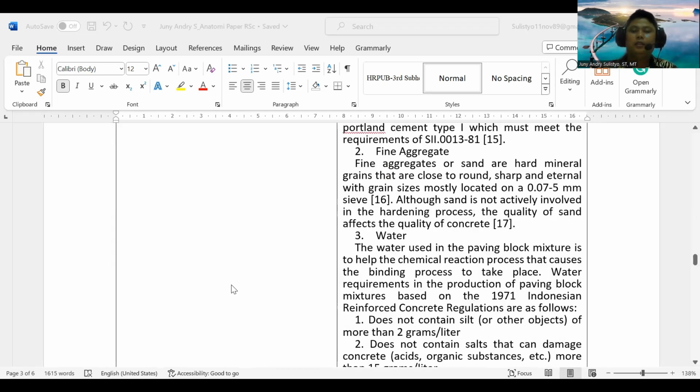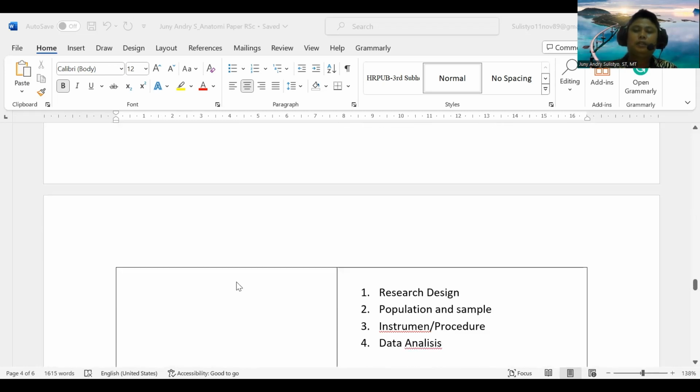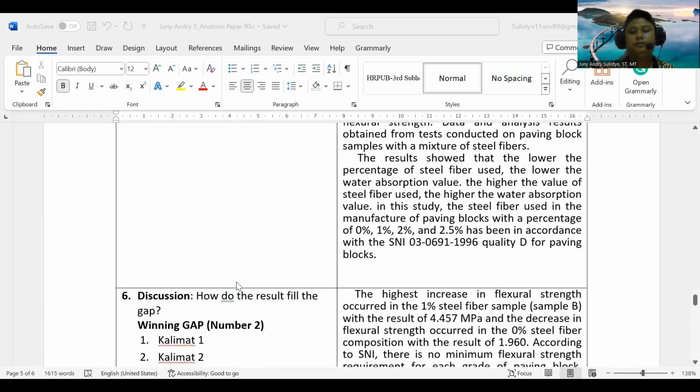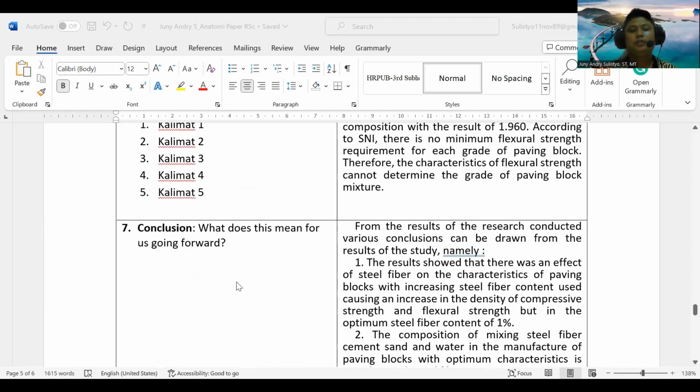And something we forgot to explain is the contribution. Contribution is very important to us. This research and other research contribute to the future of knowledge. And the result, what result we get, can be for the analysis, methodology, and interview, shape of observation and documentation. Yes, this is for the discussion. Conclusion.